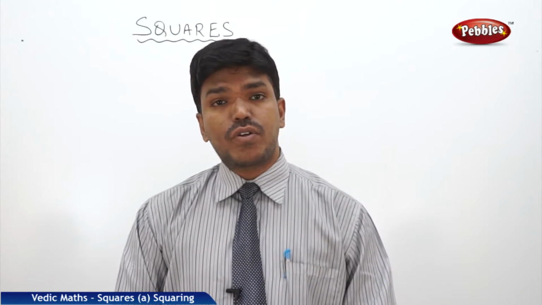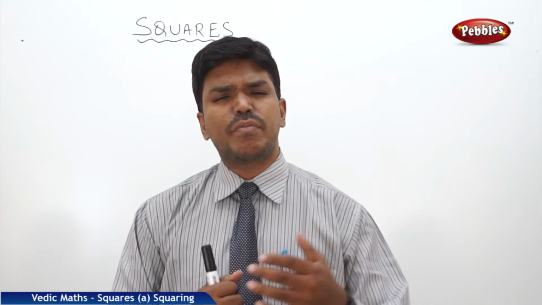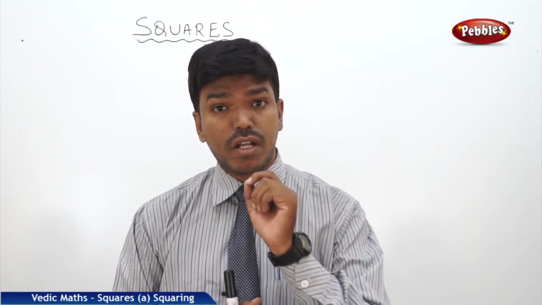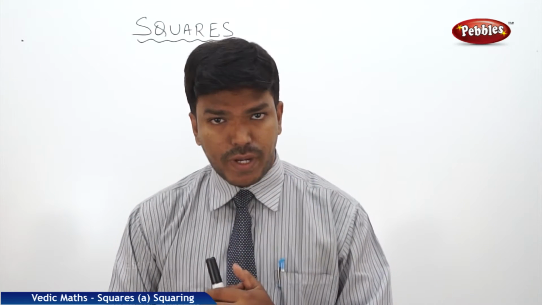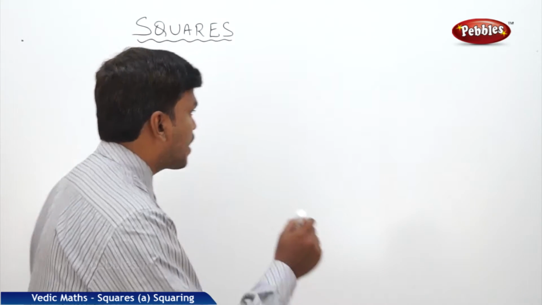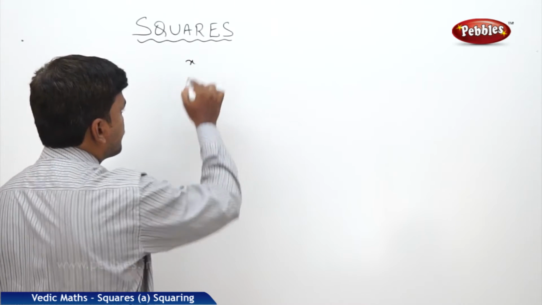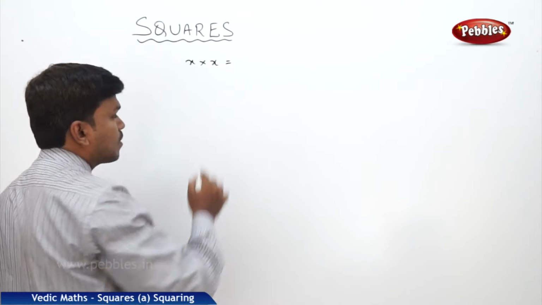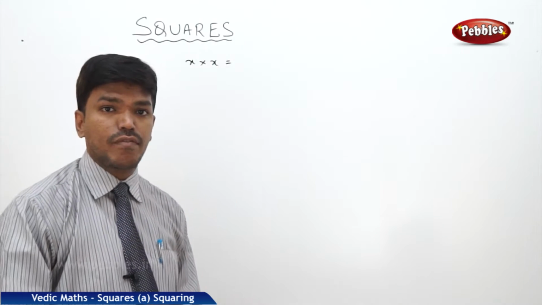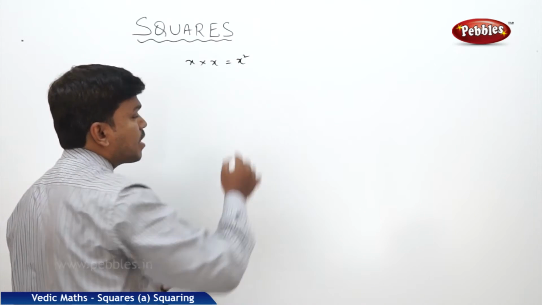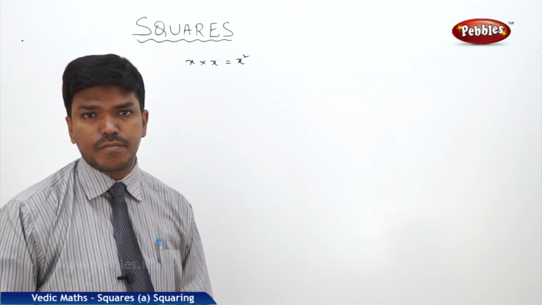Before that, I want to ask you one thing. What do you mean by a square? What do you mean by a square of a number? I'm not saying about the geometrical square. I am speaking about the square of a number. Suppose we take some number x. If you multiply a number by itself, the product which is coming is nothing but the square of the number.